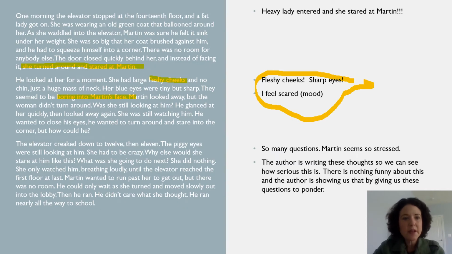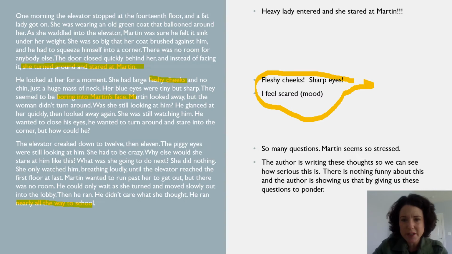The elevator creaked down to 12, then 11. The piggy eyes were still looking at him. She had to be crazy. Why else would she stare at him like this? What was she going to do next? She did nothing. She only watched him breathing loudly until the elevator reached the first floor. At last. Martin wanted to run past her to get out, but there was no room. He could only wait as he turned and moved slowly out into the lobby. Then he ran. He didn't care what she thought. He ran nearly all the way to school.